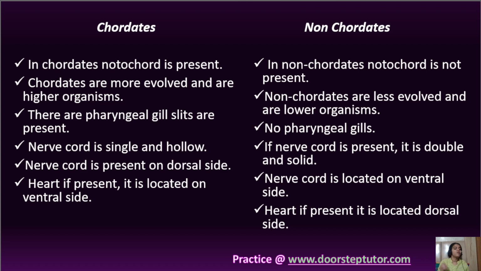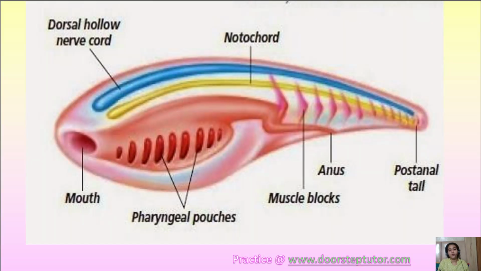Similarly, there is the location of the heart. In chordates, the heart is present on the ventral side, on the front side of the organism. As we know, in humans as well, the heart is located on the ventral side, while in non-chordates, if the heart is present, then it is located on the dorsal side. Now after seeing this image, things will become more clear to you. These are basically some characteristics of chordates.